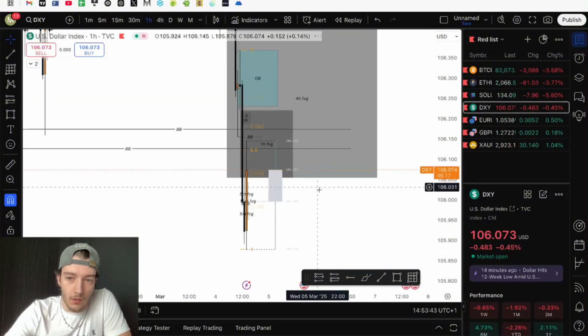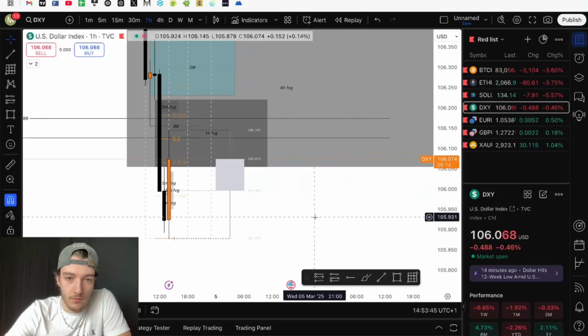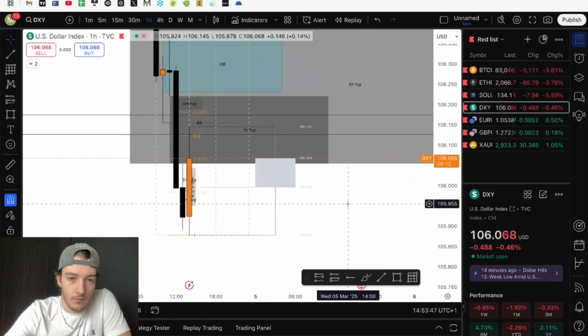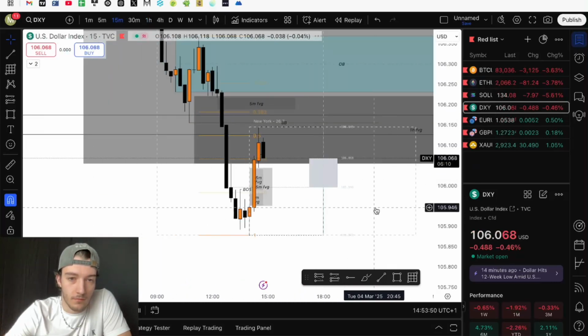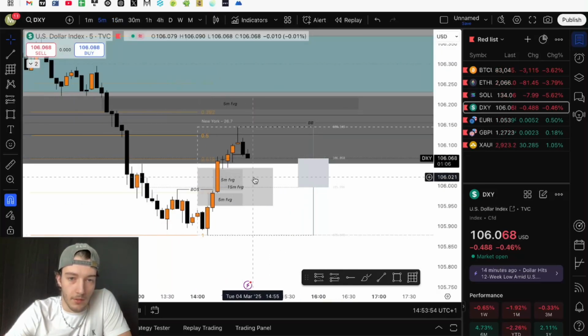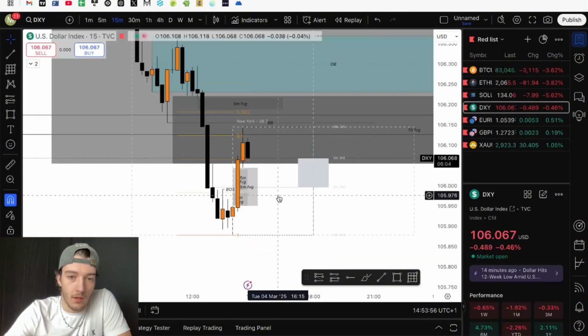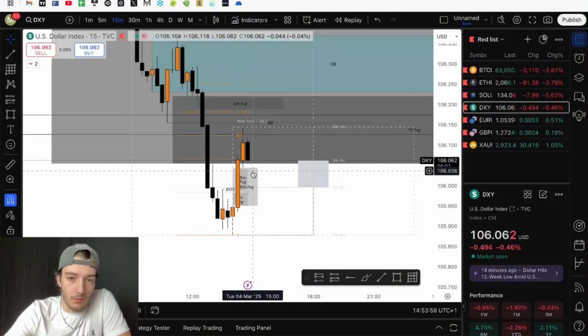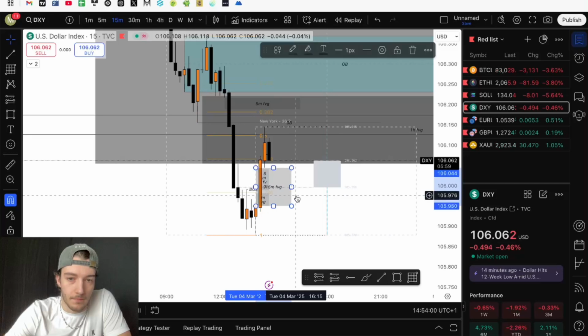This 1 hour candle will close in 6 minutes. Looks like the dollar wants to come back into this 50-minute fair value gap. Let's see how it will react off of it or not.